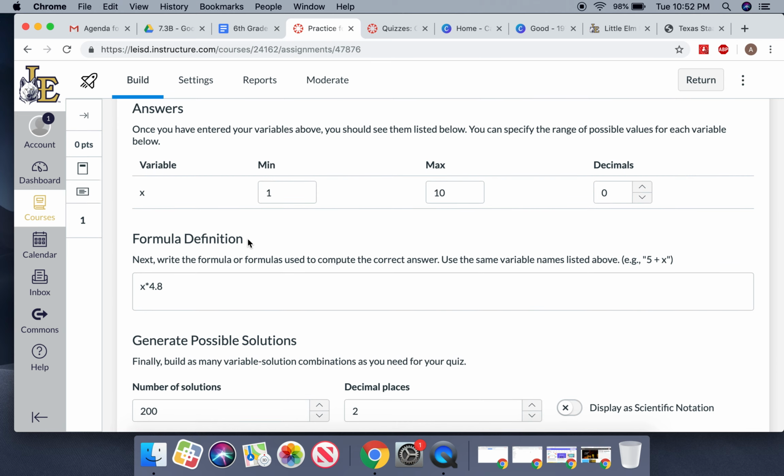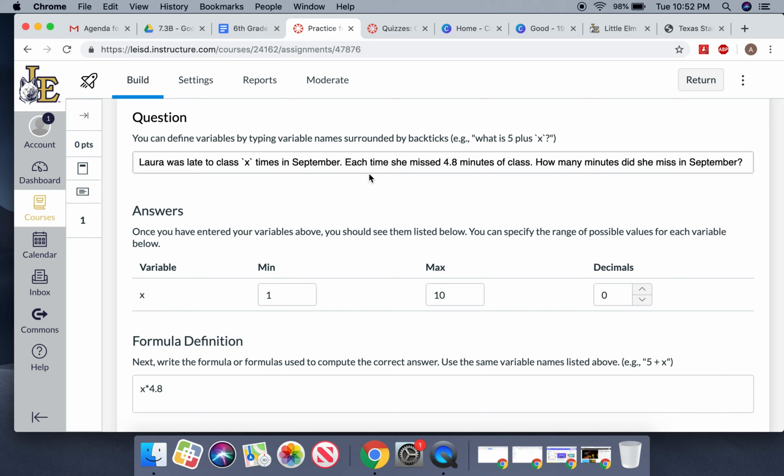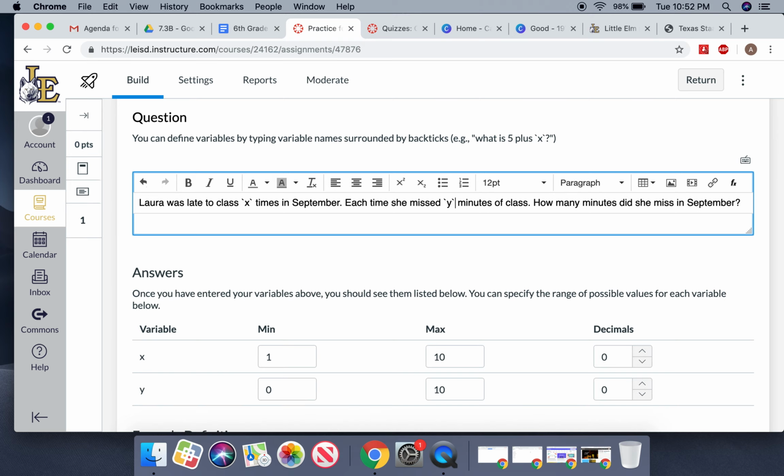We have x times 4.8. Now I'm going to kind of change the other thing. So it says each time she missed 4.8 minutes of class. So instead of, let's say, each time she for sure misses 4.8, I want to make this a little bit more challenging. And what you can do with this, you can create so many more problems out of this. So I'm going to define the variable, define 4.8 as a variable now. So I delete that. I put in my backtick, remember, which is next to your 1. And I'm going to use this variable of y, right? We want to use different variables.